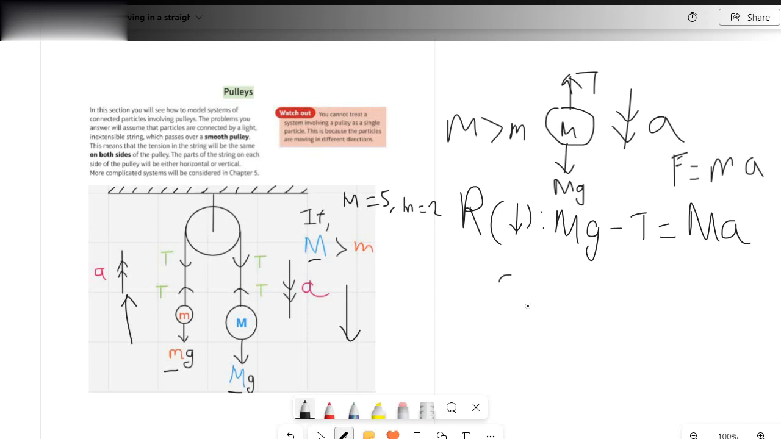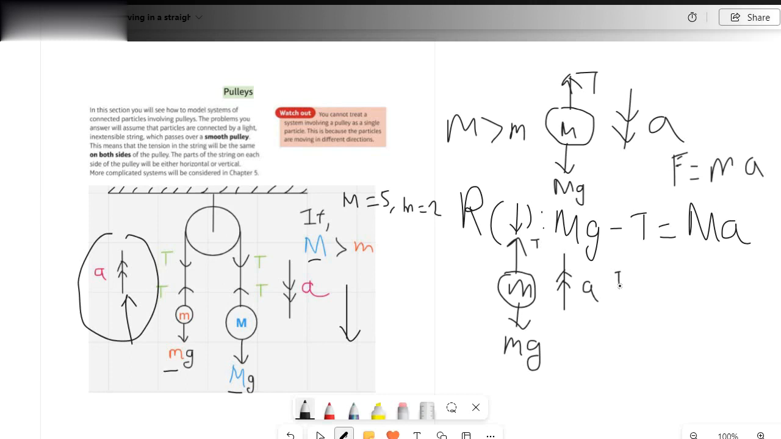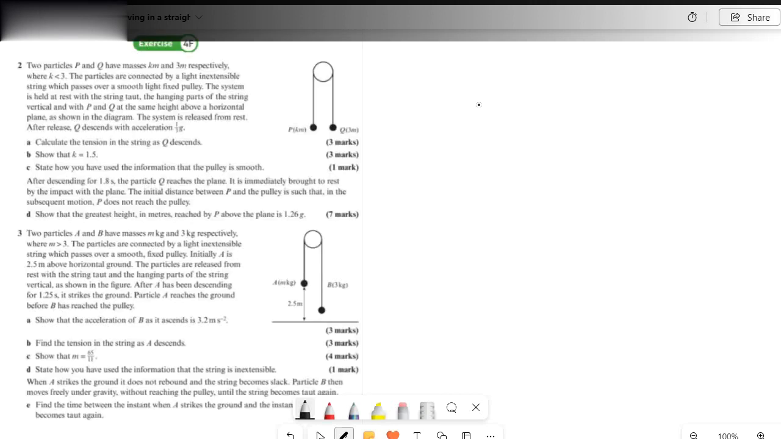Now considering the motion of the small letter m, we can see that this is mg, or small case mg, and this is tension. Because the acceleration is upwards this time, we can say that tension minus mg is equal to ma, which is mass multiplied with acceleration. We can solve these two equations simultaneously to get either acceleration or tension in terms of m or M. So now let's look at some questions from exercises.